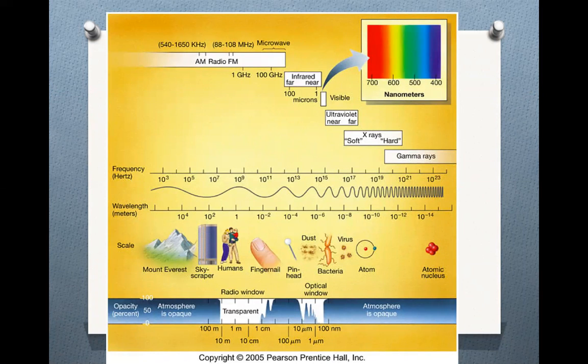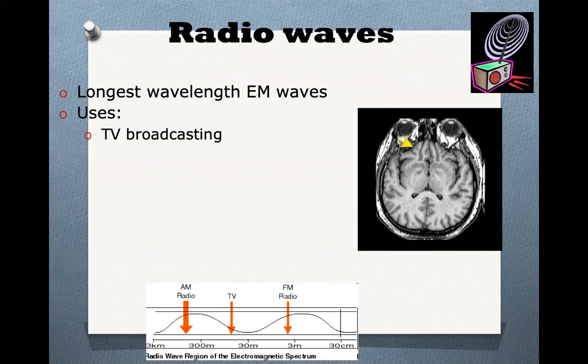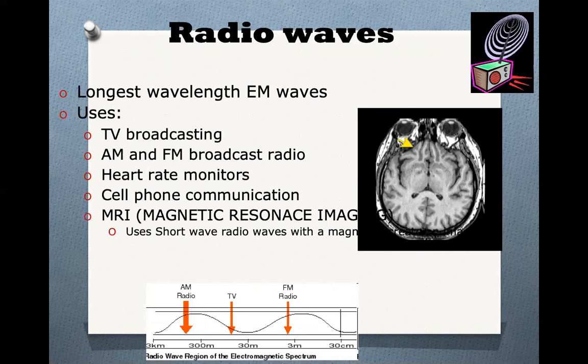There's that spectrum again. First of all, radio waves are the longest wavelength of the electromagnetic spectrum. We use them for TV broadcasting, AM and FM radio broadcasting, heart rate monitors, cell phone communication, and MRIs. Here is a picture of an MRI.